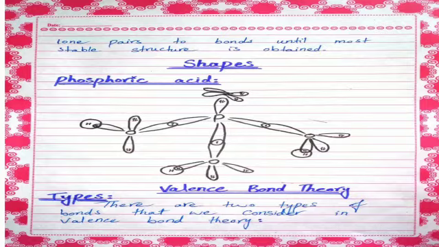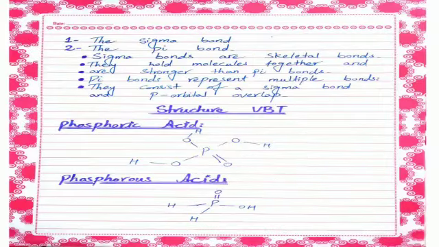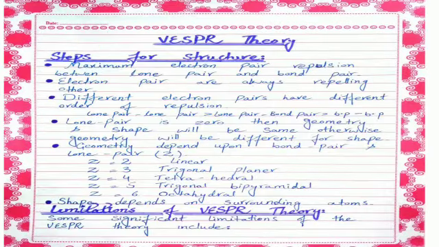Given below is valence bond theory. There are 2 types of bonds that we consider in valence bond theory: first, the sigma bond, and second, the pi bond. Sigma bonds are skeletal bonds. They hold molecules together and are stronger than pi bonds. Pi bonds represent multiple bonds. They consist of a sigma bond and pi orbital overlap. Next, the VBT structures of phosphoric acid and phosphorus acid are given.